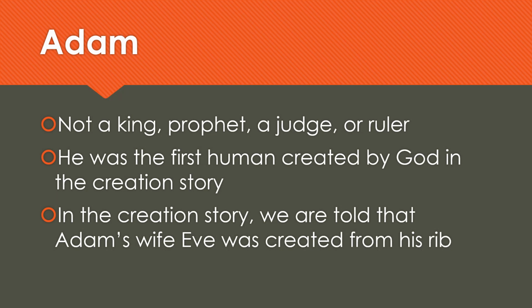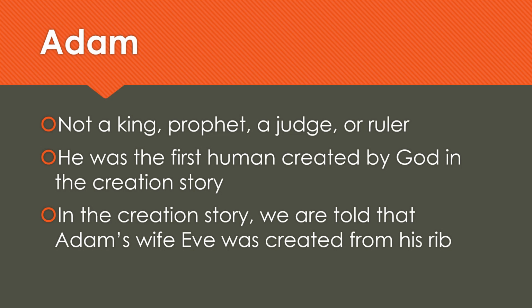So Adam, we ask you, a lot of people in the Old Testament are kings or prophets or judges, and Adam is none of those. He's very significant, though. He was the first human created by God in the creation story. So God made animals and the birds of the air and the birds of the ground and the land and the sea, and then God made Adam.